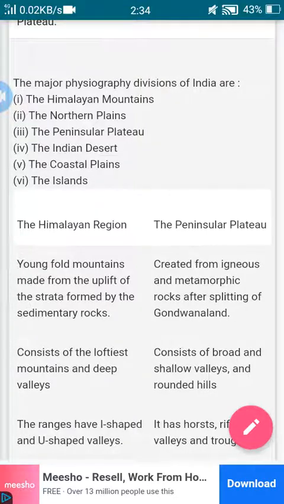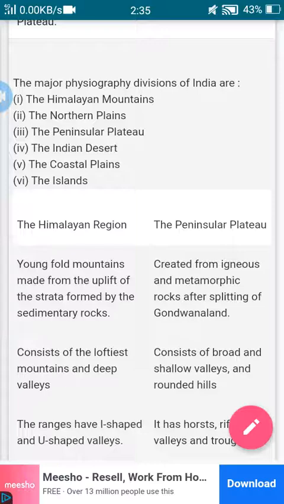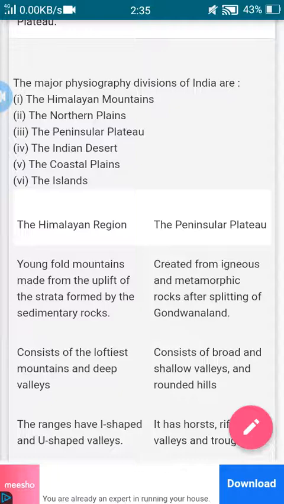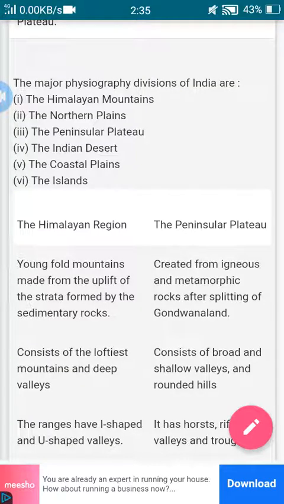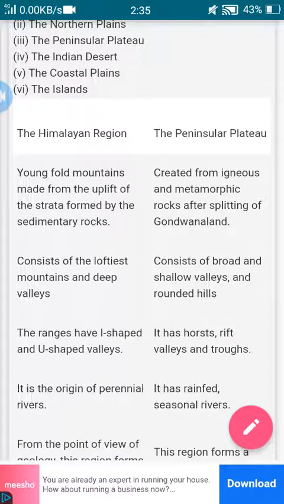The main physical divisions of India: the Himalayan mountains, the peninsular plateau, northern plains, fourth one the Great Indian Desert or the Indian Desert, fifth one coastal plains, sixth one the islands. We have to see two main important regions, that is the Himalayan region and the peninsular plateau. First, the Himalayan region.